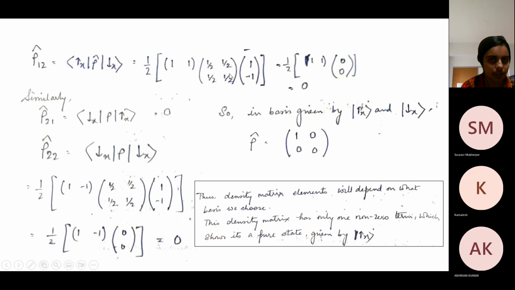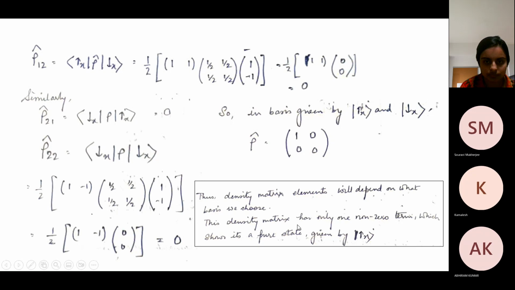This was the density matrix when we had chosen the sigma z basis, right? And then when we move to the sigma x basis, which is given by these basis vectors, we get this representation of the density matrix. So depending on what basis we choose, our density matrix elements will differ. That's general for any matrix. Depending on what basis you choose, the matrix elements change.